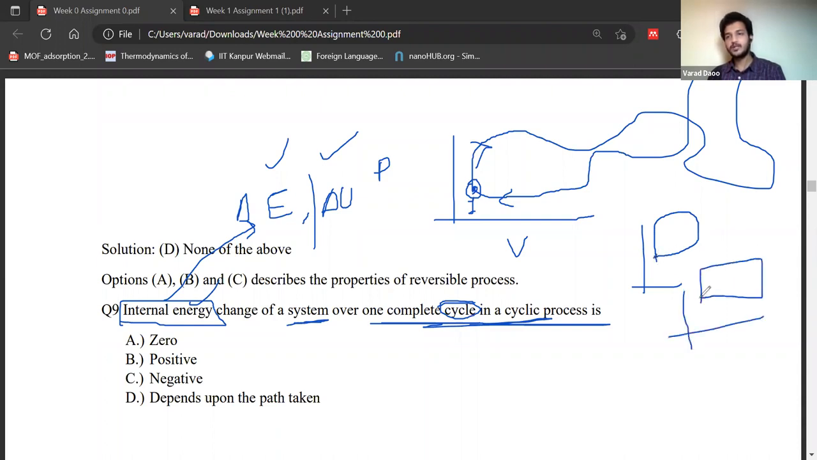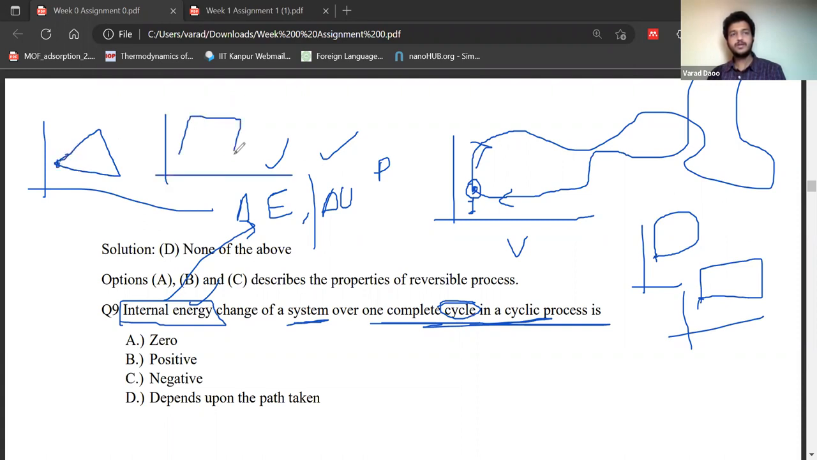So this is also a cyclic process because we are coming back. Okay. Then this is also a cyclic process, right? Because we are coming back. However, this is not a cyclic process because this is the starting point, this is the end point. So the system does not come to its initial position. This is not a cyclic process. This is a cyclic process. This is a cyclic process. This is a cyclic process. This is a cyclic process. Okay.